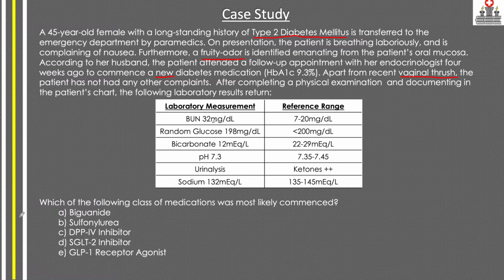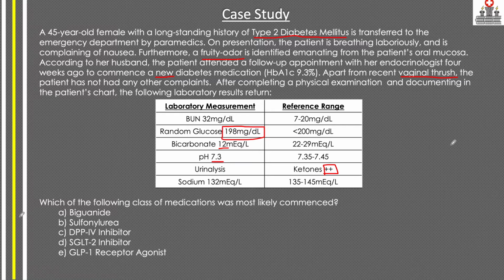She's severely dehydrated, she has a high BUN, her bicarb is quite low, her pH is quite low, and she has a urinalysis positive for ketones. So it is important to note this is suggestive of diabetic ketoacidosis, but something that doesn't seem to fit with this criteria is the honestly quite normal glucose level in this presentation.